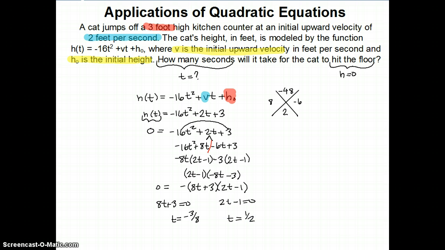We're finding time, and both of these solutions represent time. The problem is that one of them is negative, that would be here on the left, while one is positive on the right. Since we're talking time, we are not allowed to have negative solutions, so it is going to take the cat 1/2 of a second to hit the floor.